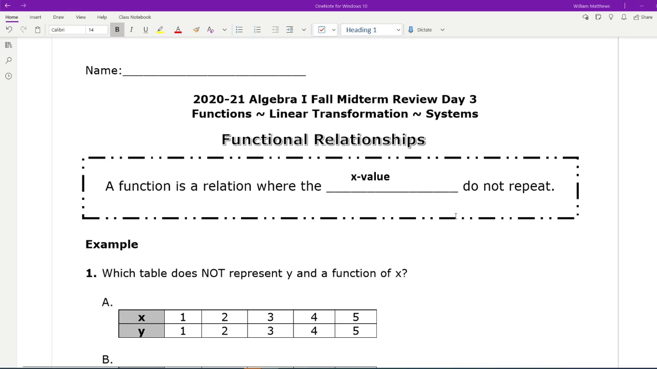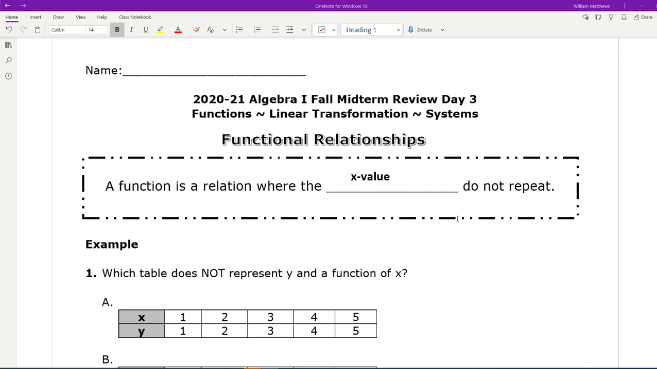Today we're going over day 3 of our Algebra 1 Fall Midterm Review. Now, on my last video, it took a little bit longer than what I wanted. I went up to the 40-minute mark. So I'm going to try to go through this a little bit faster. One, so I don't have such a long video, and two, this is a review and I have videos that go into more details of each one of these situations.